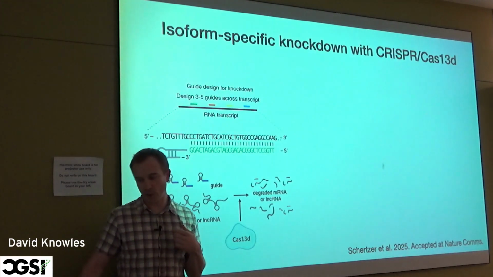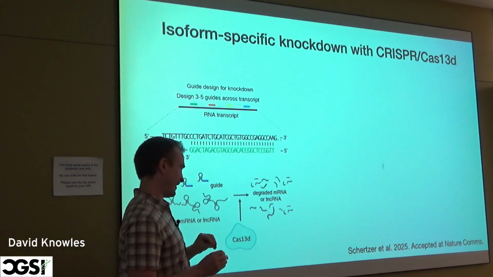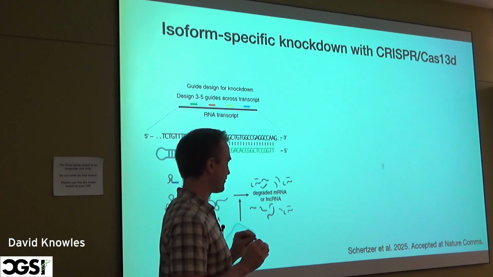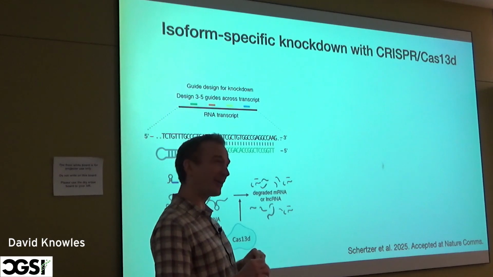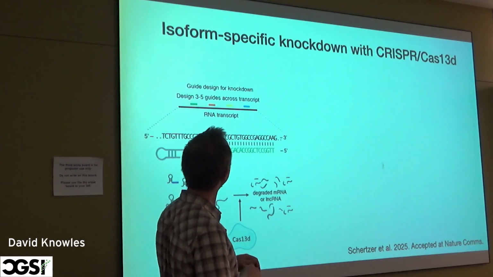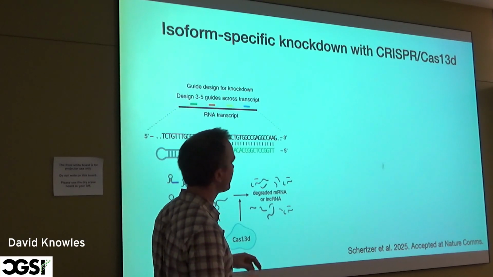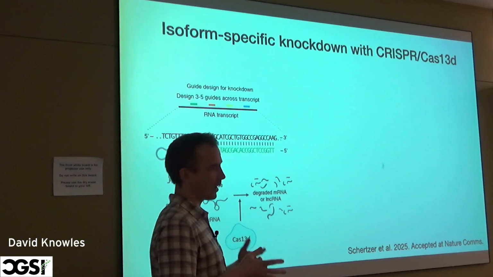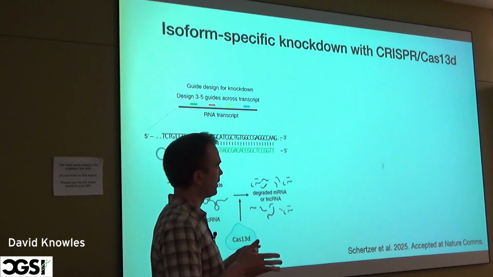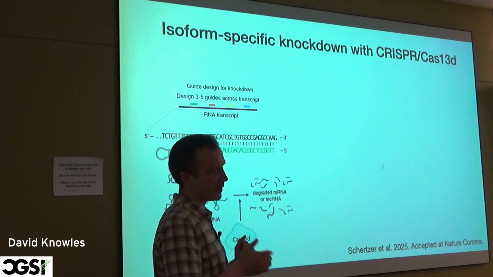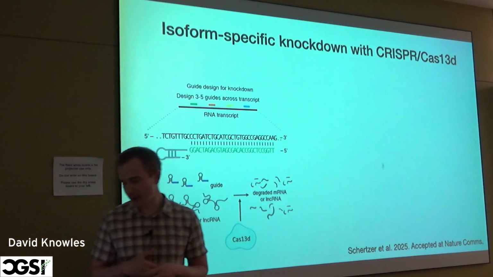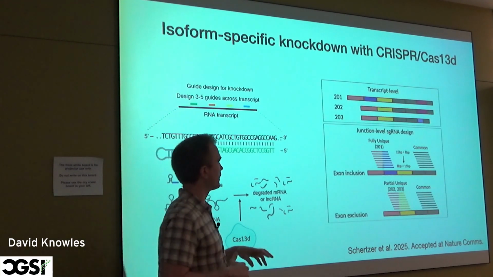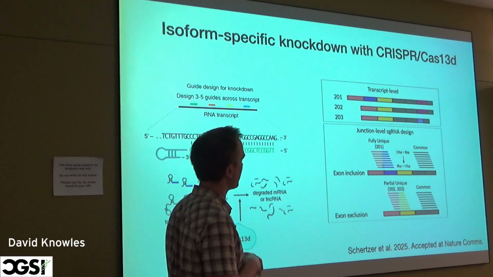And so some work that we just finally got accepted at Nature Communications after a 2-year review process, which I think is the longest I've ever been through. It's pretty brutal. Was using CRISPR-Cas13. So you probably heard of CRISPR-Cas9, that cuts DNA. Cas13 cuts RNA. And the nice thing for us thinking about splicing variation is that we can target the CRISPR system to specific splice isoforms.